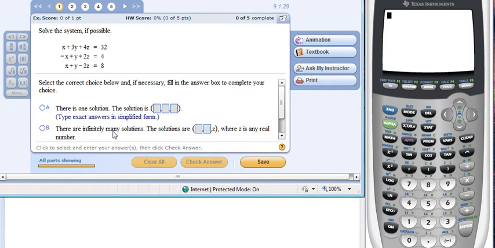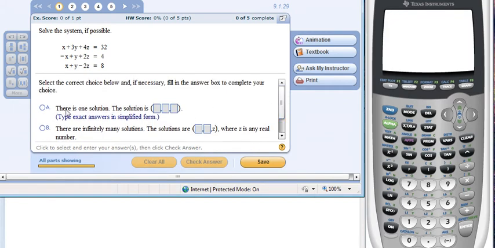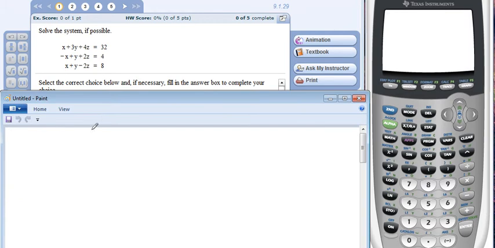Here we have the cases of no solution and infinitely many solutions, and none of these I have chosen, so they all do have solutions. I'm not going to do these. All right, so let's get started, shall we?